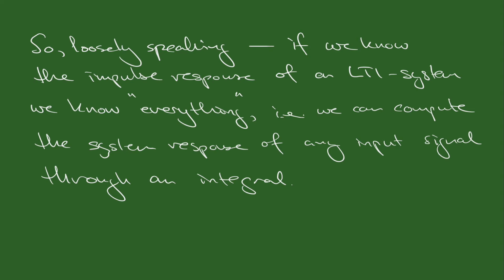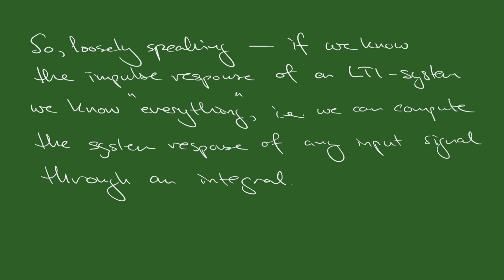Summing up here, loosely speaking, if we know the impulse response of a linear time invariant system, we more or less know everything, in the sense that we can compute the system response to any reasonable input signal through this convolution or this integral. And of course, to do this for a concrete system, we need to know the impulse response as well as possible, and we need to be able to compute that integral. Now, computing the integral is not really an issue, because even if you can't compute it exactly, it's usually not a problem to compute a numerical approximation as good as we want.